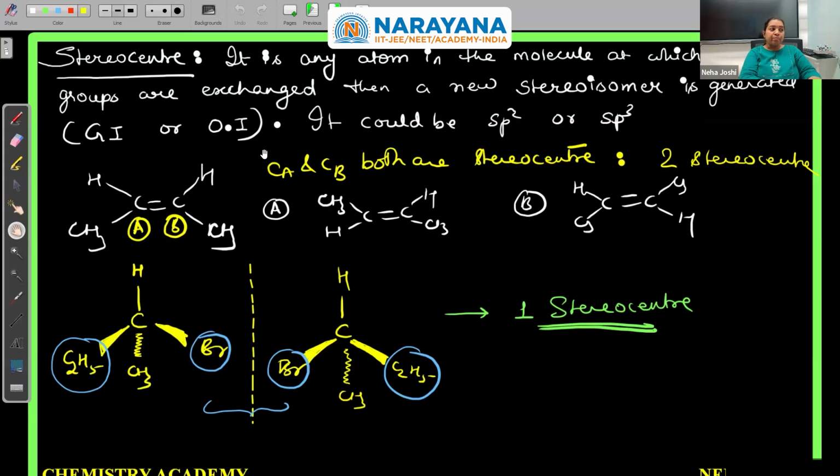For example, in butene, I will have 2 stereo centers, because whether I exchange CH3 and H at A, I get the cis to trans change, or I change at B, I also get the same change. So A and B will be referred to as 2 different stereo centers. Here, when there is only one chiral carbon, it has only one stereo center.